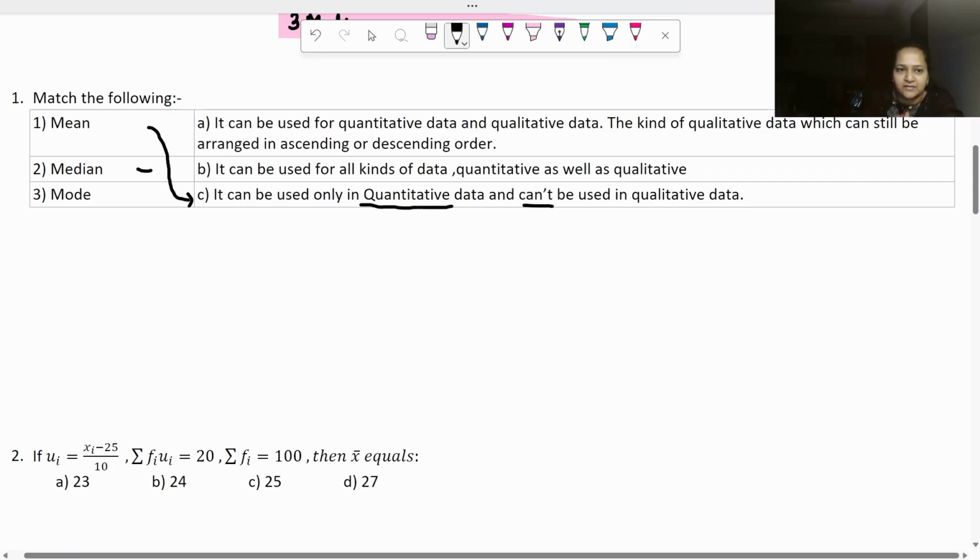So then we have option A, which says it can be used for quantitative data and qualitative data, the kind of qualitative data which can still be arranged in ascending and descending order. So we can find out the median of quantitative as well as qualitative data, because qualitative data can also be arranged in ascending and descending order. And the last option is mode, which can be found for qualitative as well as quantitative data. Right? This was a question based on the basic understanding of the topic of the three central tendencies. I hope you all have understood this.